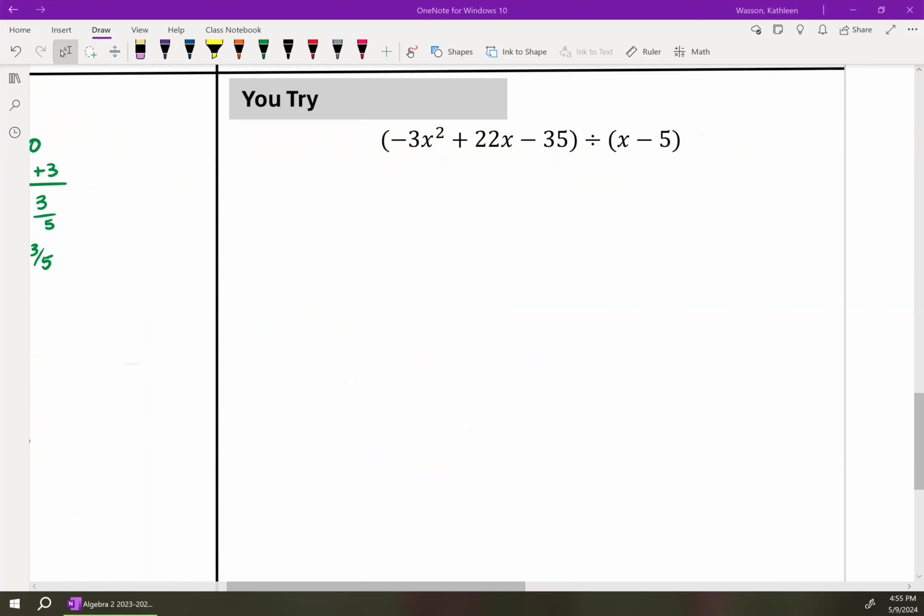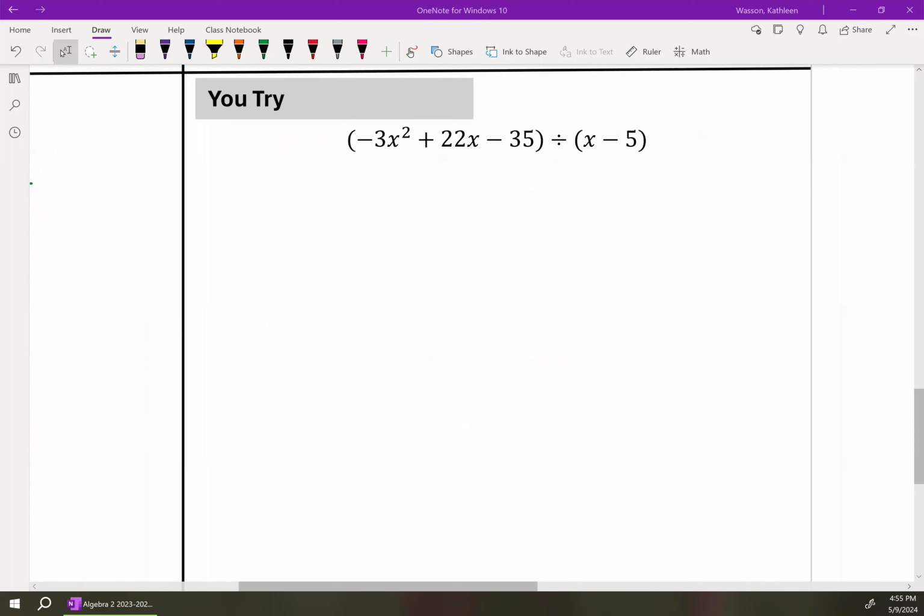Another one here for you guys to do. Again, hit pause, work through it, and check in just a moment when you're finished and see that we agree on the answer.